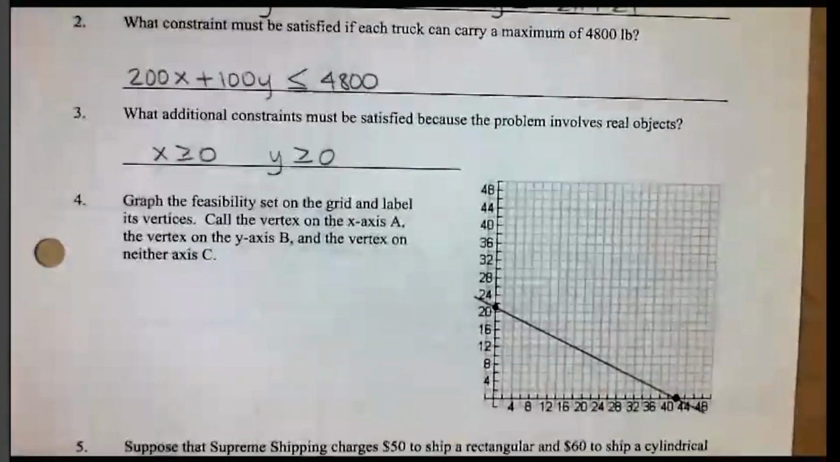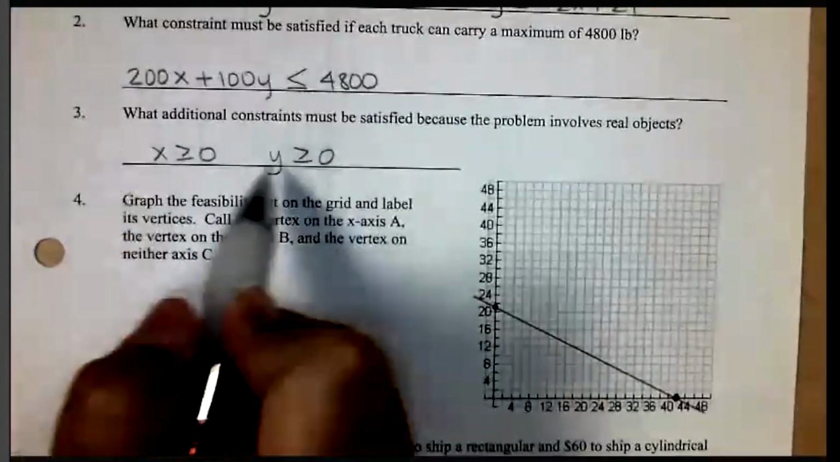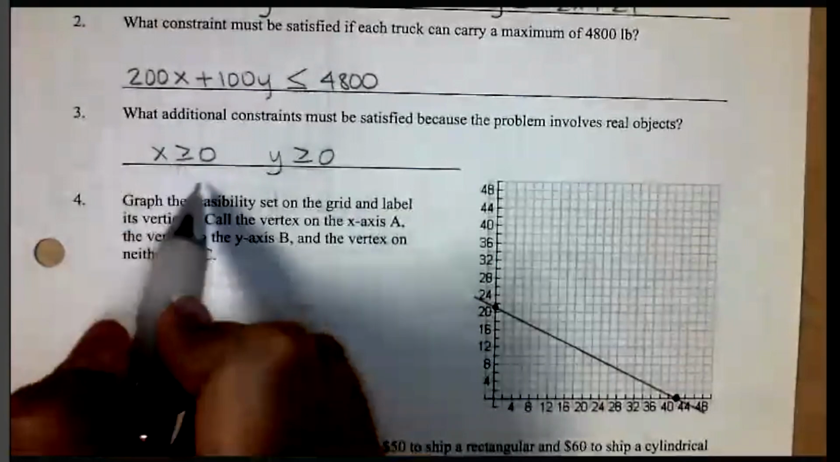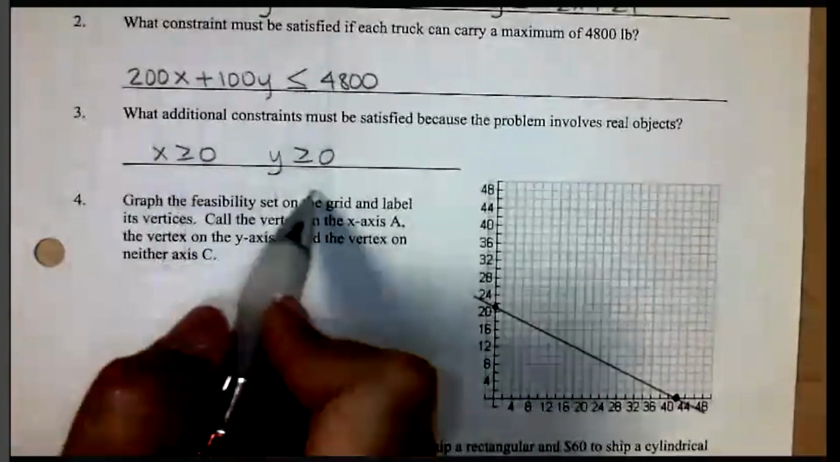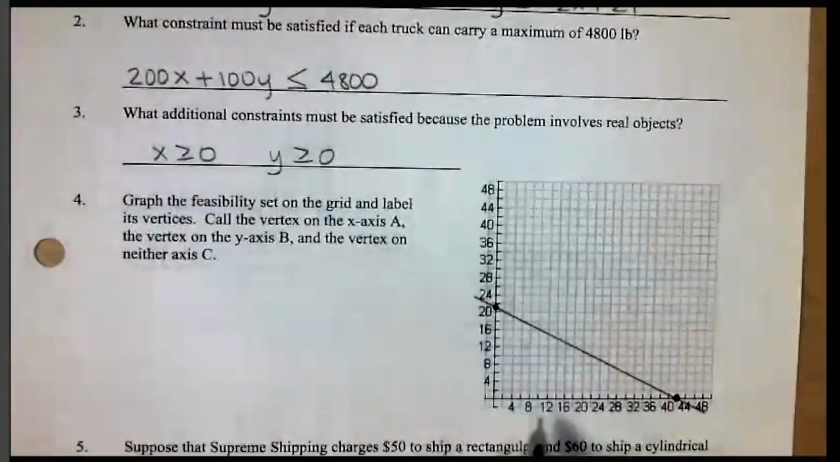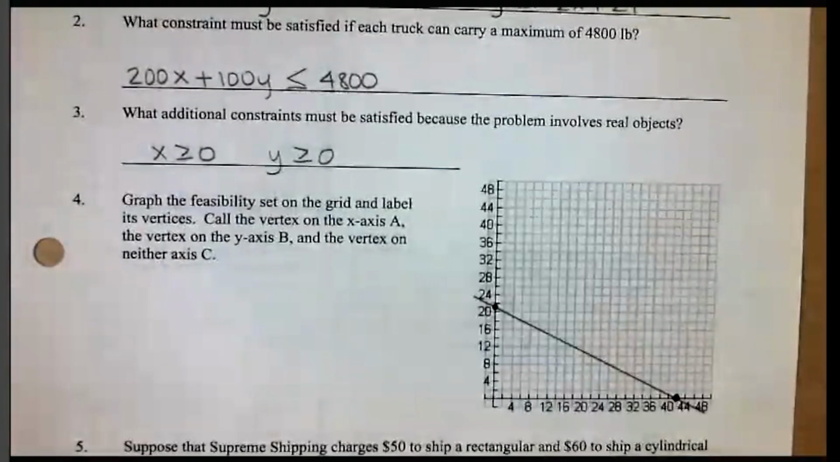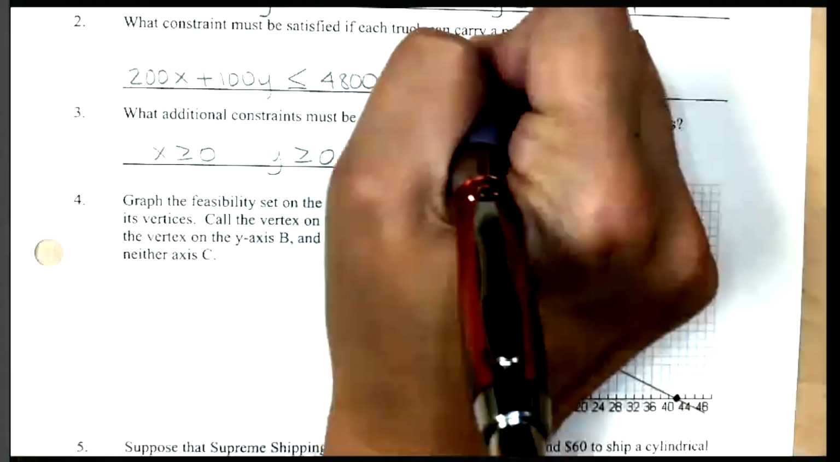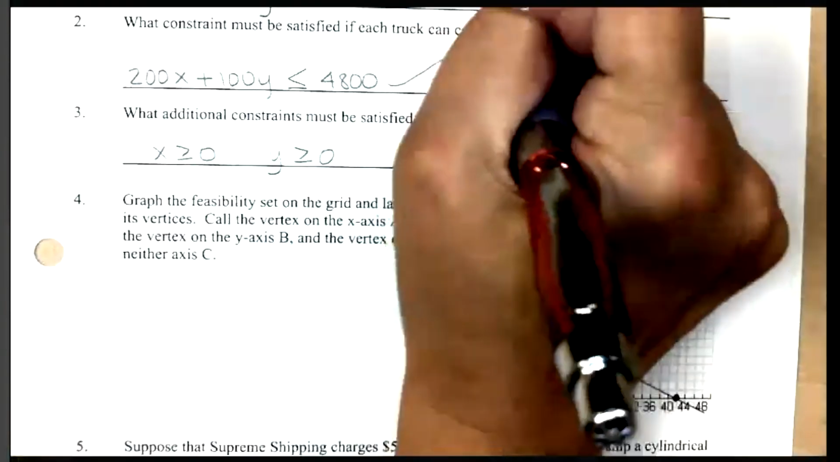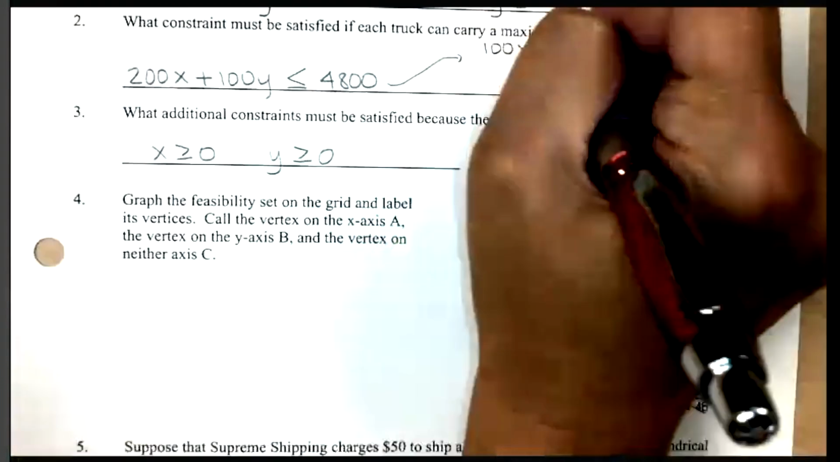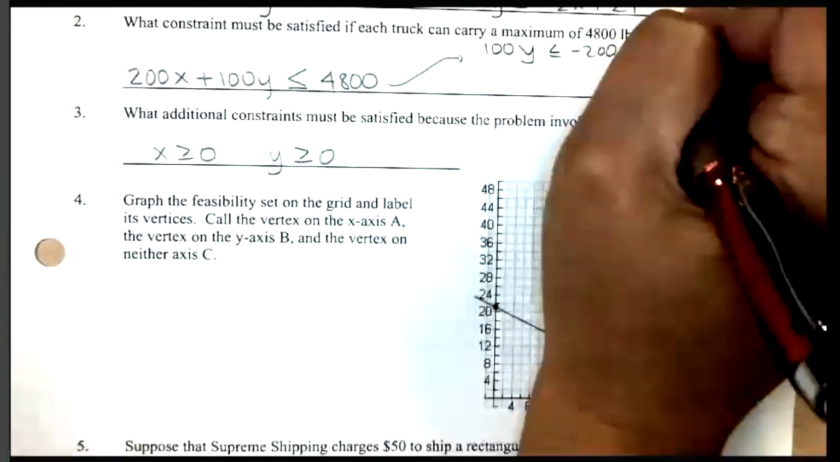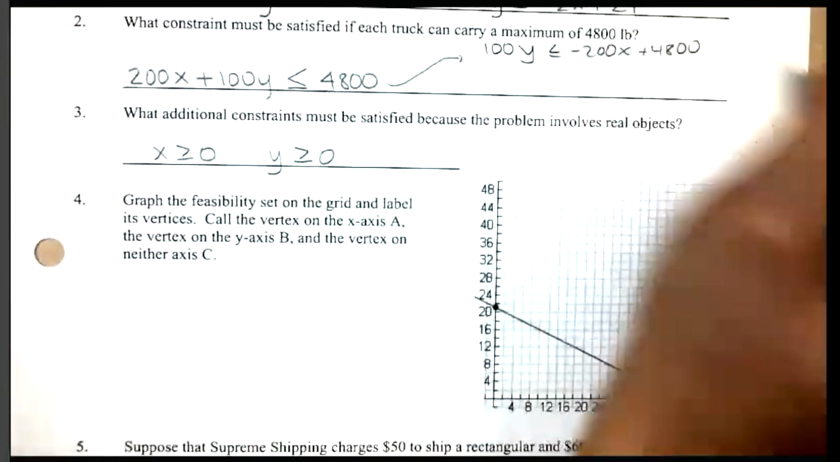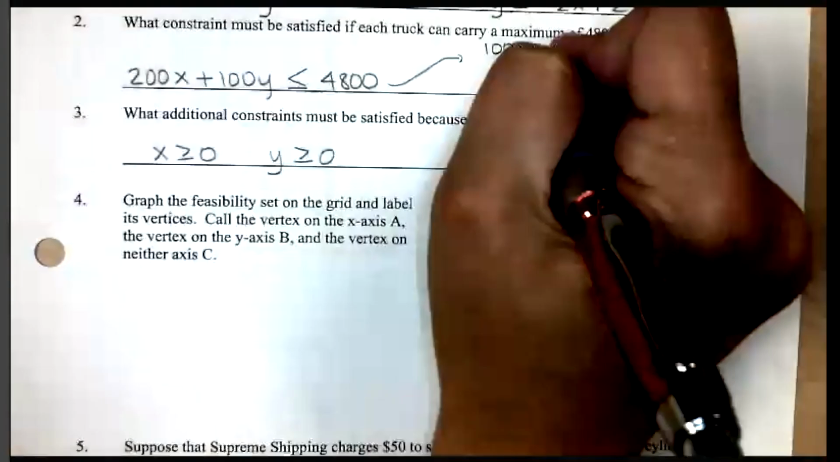Now these two are technically already graphed for me because we said these were positive numbers and these were the positive numbers. And since we're only using the first quadrant, we've already eliminated the negative values. For our next one again, we can solve for y by subtracting the 200x and dividing by 100.